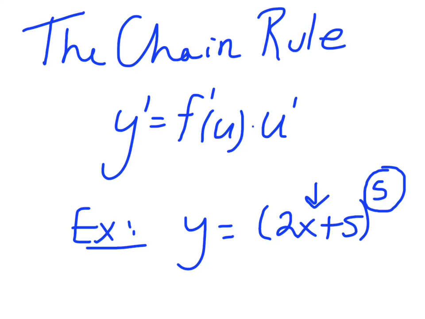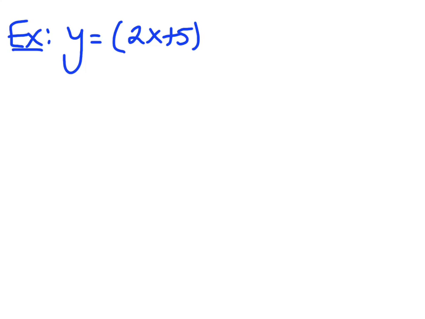The best way to see this in action is to actually do an example. So let's do one. Actually, let's use this example here. Let's find the derivative of y is equal to 2x plus 5, all to the exponent. I'll change the 5 just because we already have a 5 there. I'll change it to a 4.